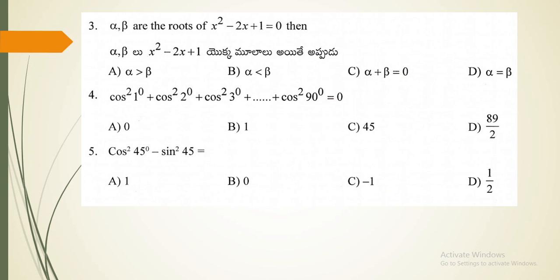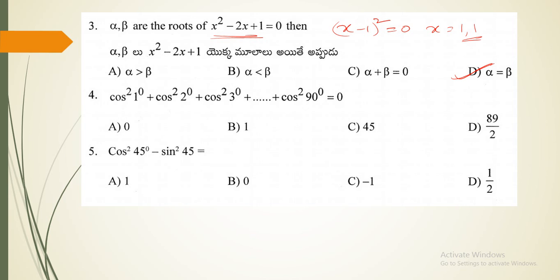Next, moving on to the third question. If you observe, alpha, beta are the roots of this particular quadratic equation. I can write this quadratic equation as x minus 1 whole square is equal to 0. From this, x is equal to 1, 1. That means both the roots are equal, so alpha is equal to beta.